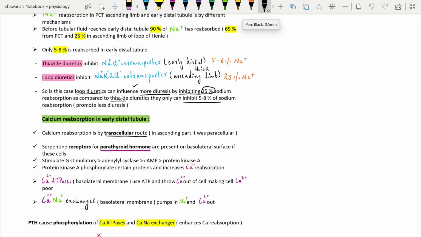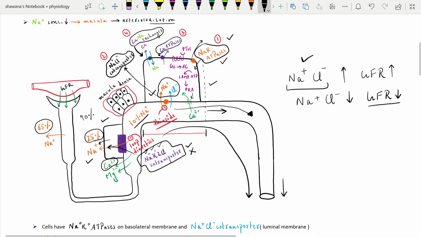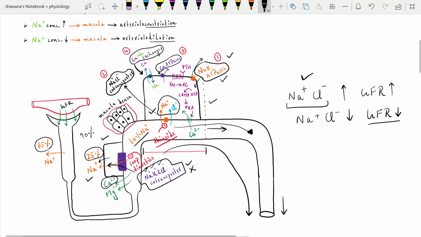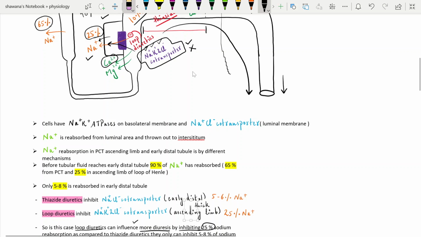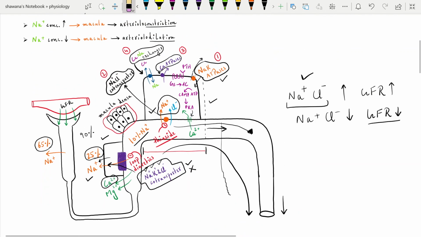And the second thing, the influence of the parathyroid hormone on the calcium reabsorption is very important because there is a receptor for the parathyroid hormone, the serpentine receptor for the parathyroid hormone. It is present on the basolateral surface. Okay, let me erase some of the things so that you can understand more easily. First of all, this is the receptor for the parathyroid hormone present on the basolateral surface.